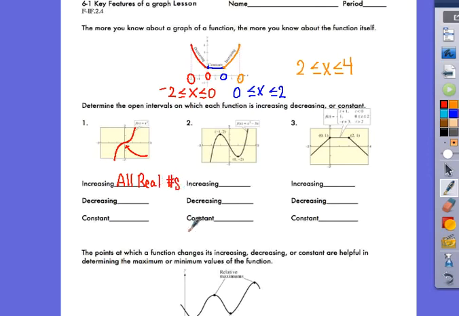So where is the function decreasing? Where's the function decreasing? It's not. It's not decreasing, okay? So we don't need to answer that. What about, is there an area where the function is constant? No, there is not an area where that function is constant either, so there we go. Okay? All right, let's look at number 2, starting with increasing.